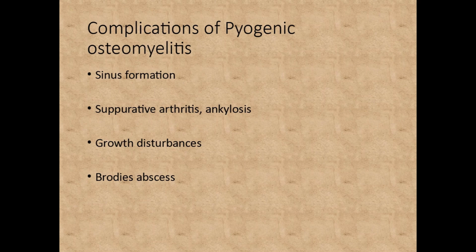The last complication is Brodie's abscess. What happens is, if the exudate that you saw, which was forming during the pathogenesis of pyogenic osteomyelitis, gets walled off by a layer of granulation tissue, it will persist there for a long time and become chronic osteomyelitis. So this is what is Brodie's abscess.